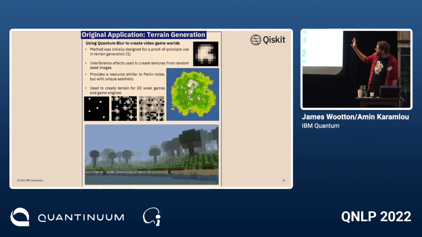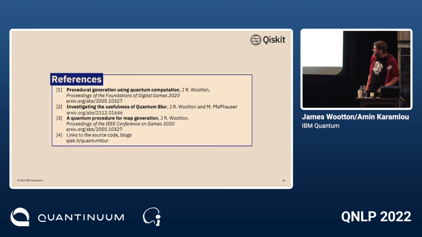But just to say what we use this for in terms of procedural generation, originally it was in map generation. We used it to generate these voxel-based maps for a Minecraft-like game engine. So I'll leave some references on the screen while I hand over the mic to Amin.